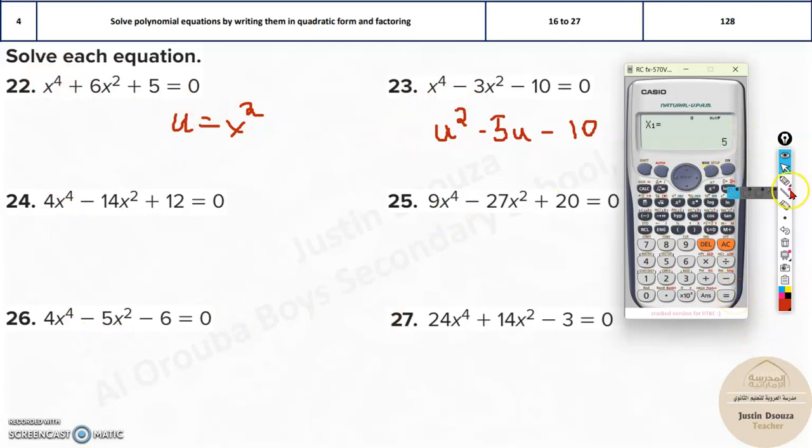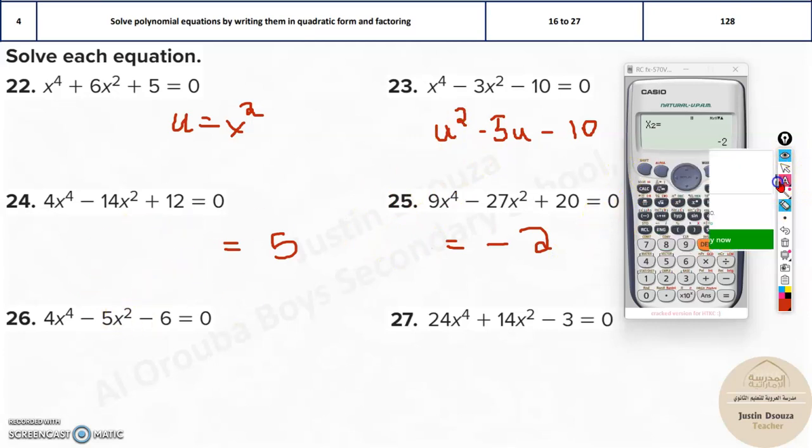Now what's the answer? I got u1 is equal to 5. Now what about the next one? Minus 2. But is this correct? Sorry, I have to write u over here because I've assumed it as u. Sorry for that.